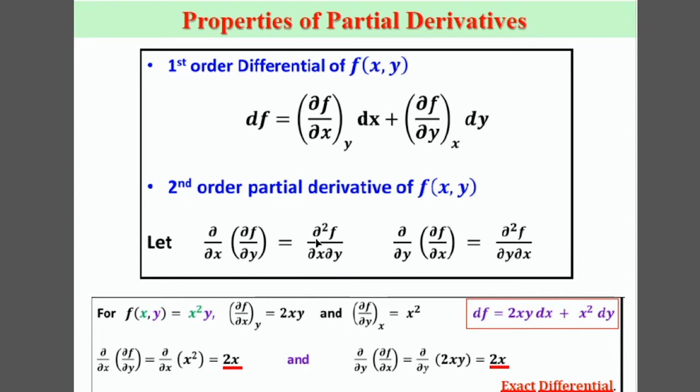Similarly, if you had differentiated with respect to x first, then whatever you get, you differentiate with respect to y, then you can write something like this. Okay.